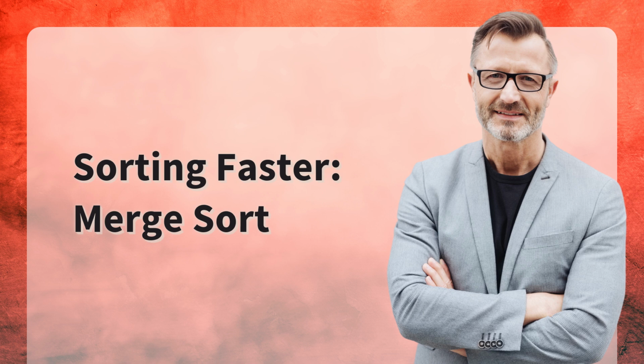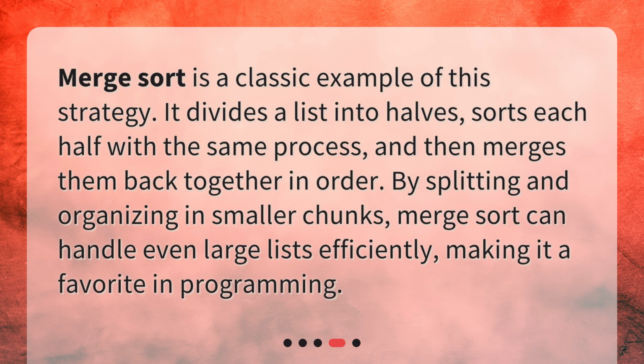Sorting faster, merge sort. Merge sort is a classic example of this strategy. It divides a list into halves, sorts each half with the same process, and then merges them back together in order. By splitting and organizing in smaller chunks, merge sort can handle even large lists efficiently, making it a favorite in programming.